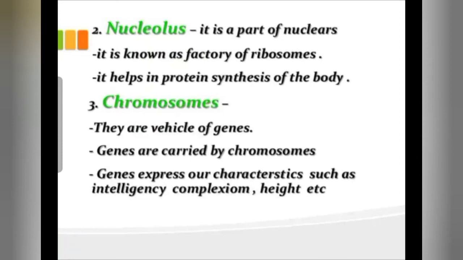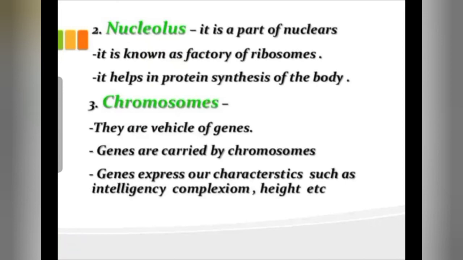So nucleolus is more or less a round structure found inside the nucleus. It does not have a covering of membrane and it is known as the factory of ribosomes. The nucleus contains chromatin material. Chromatin is an entangled network of long thread-like structures. It condenses to form chromosomes during cell division. So chromosomes are the vehicles of genes.